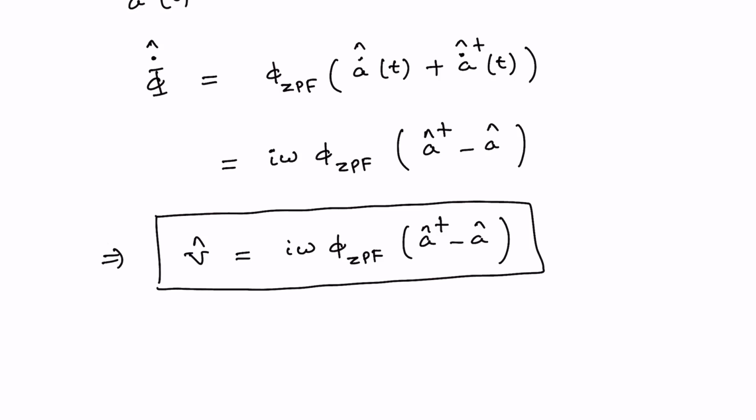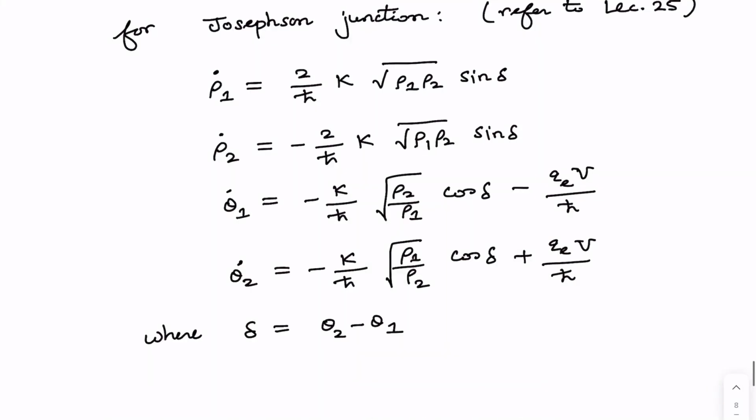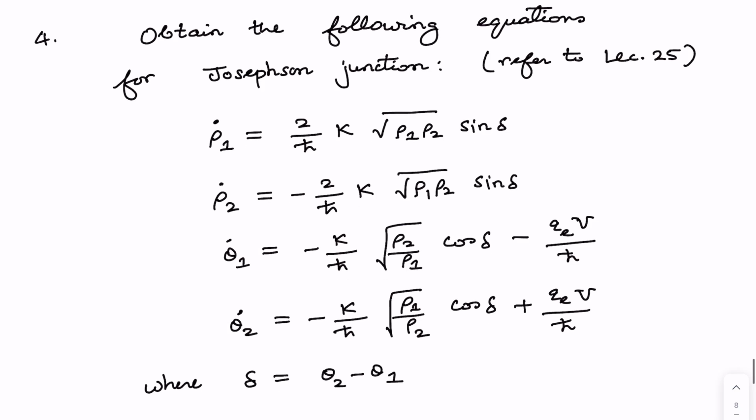That's why I am doing this problem here. Let us now work out this problem. Obtain the following equations for Josephson junction. These equations that I am writing here we actually discussed in lecture number 25, that means in the last lecture. So let us work these equations out doing explicit calculations now.